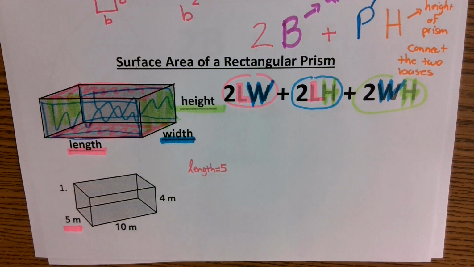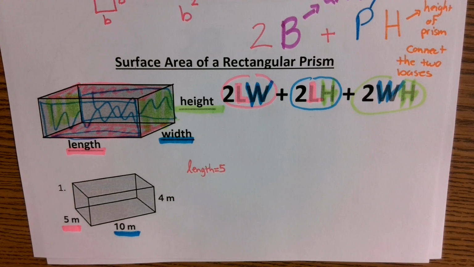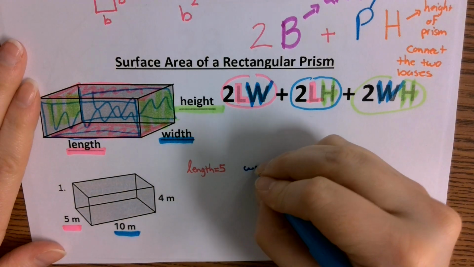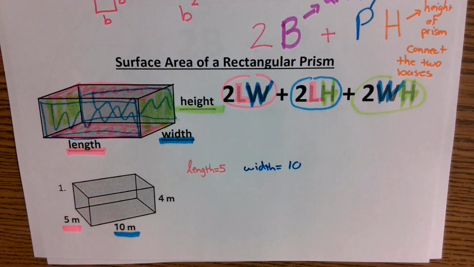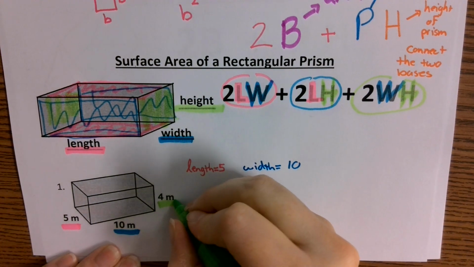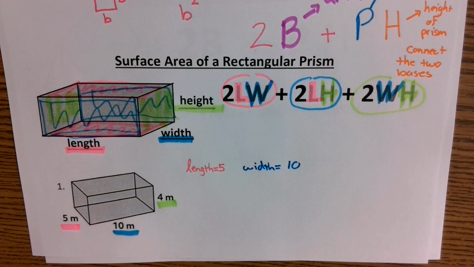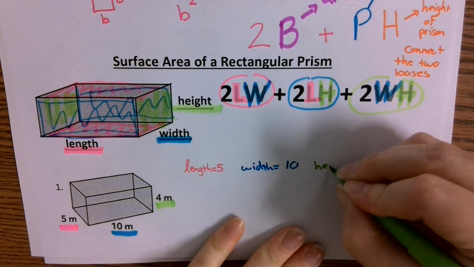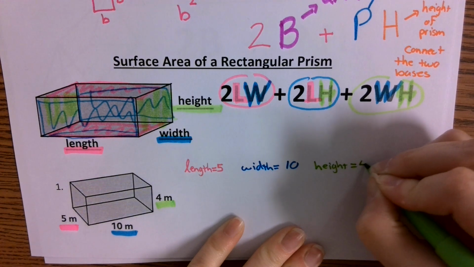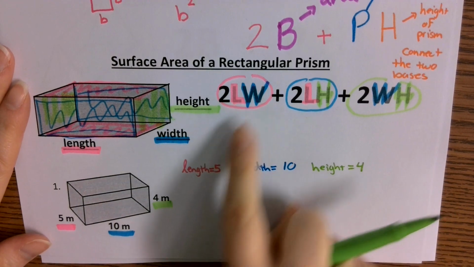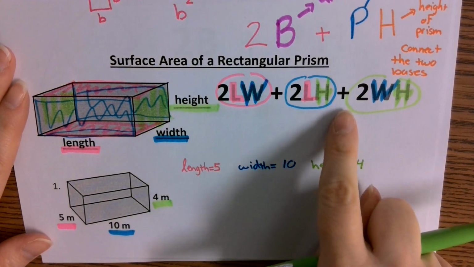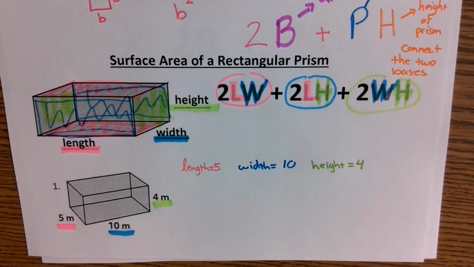I'm going to identify my 10 as my width. And then I'll identify my 4 as the height. And then I can just plug it into this formula, this idea that I'm going to do 2 times the length and the width. I'm going to do 2 times the length and the height. And I'm going to do 2 times the width and the height. Okay?